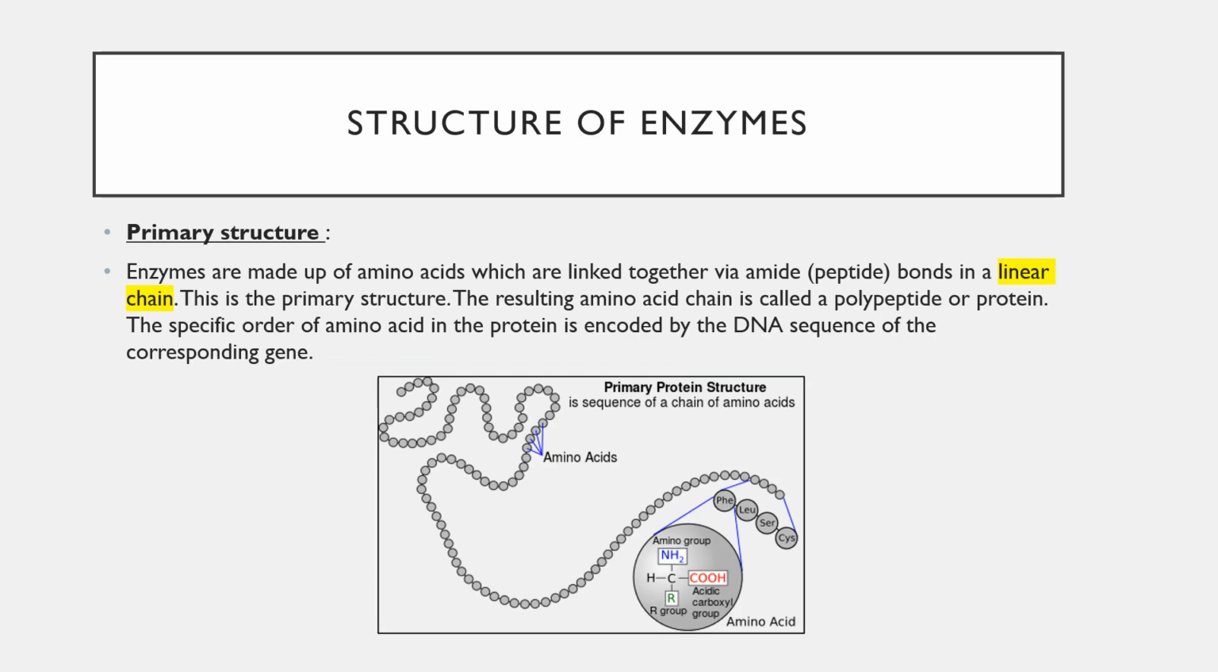Now we study the structure of enzymes. Enzymes are a linear chain of amino acids which give rise to a three-dimensional structure. Primary structure: enzymes are made up of amino acids which are linked together via amide bonds in a linear chain. This is the picture of a primary structure.